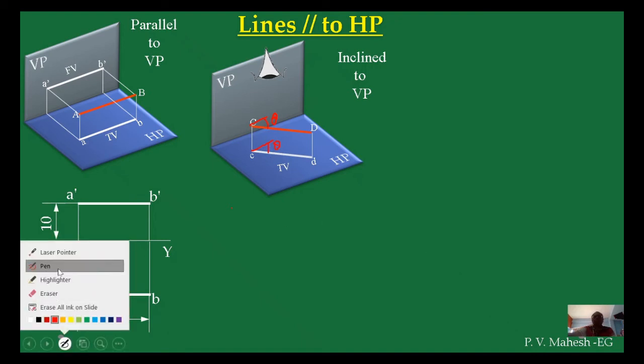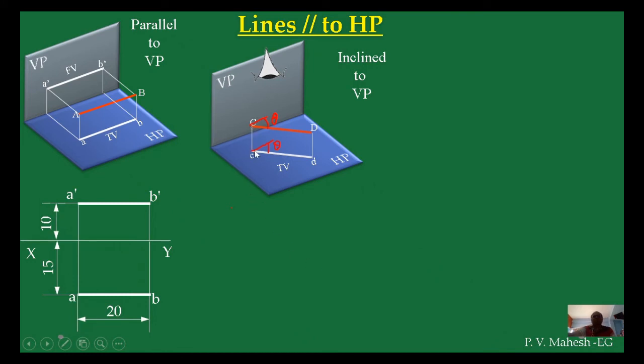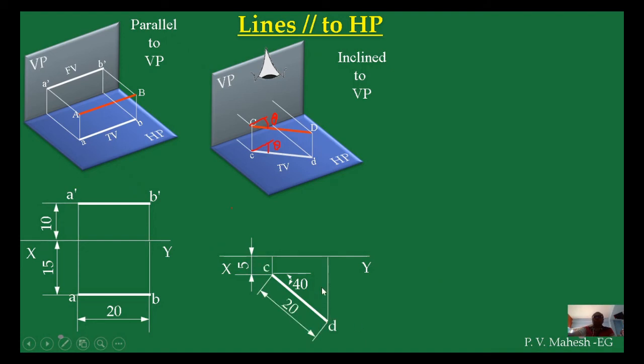Okay. Now once that is known, what you have to do? I have to identify what is the distance of C or D from VP, and I have to start drawing the top view. So take the XY line, and I am taking C at a distance of 5 mm in front of VP. So C is here 5 mm below XY line, and I am taking the inclination of the line as 40 degrees. So this is the 40-degree line, and this line length is 20 mm. So with this the top view is completed. Drop the projection from D, the top view is completed.